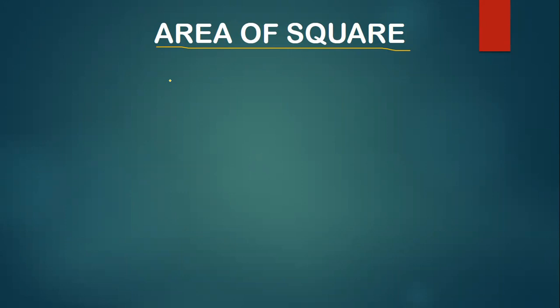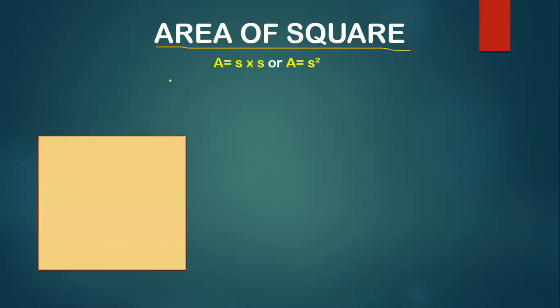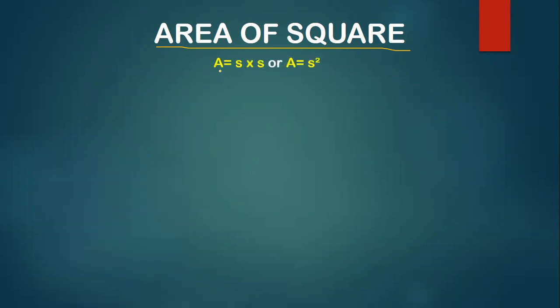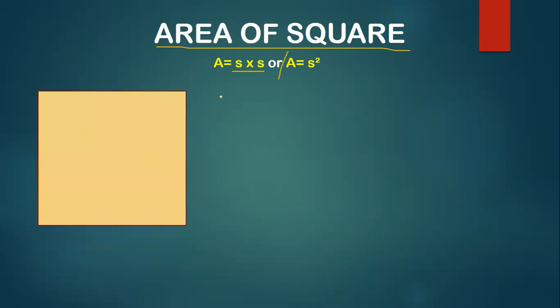Unahin natin ang formula ng square. The formula for the area of a square is area is equals to side times side, or area is equals to side squared, or s squared. Let's take for example, meron akong square. Ang bawat gilid niyan ang tinatawag na side or s. In this particular square, halimbawa ang isang side ay 5 meters.